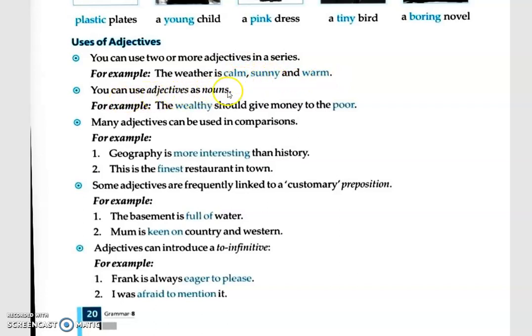You can use adjectives as nouns. For example, the wealthy should give money to the poor. So wealthy and poor are the adjectives here, and they are used as nouns.